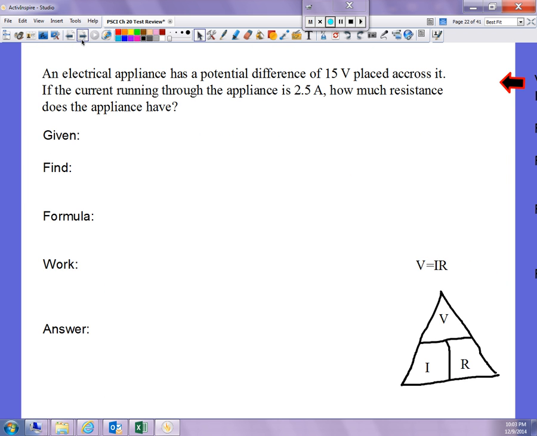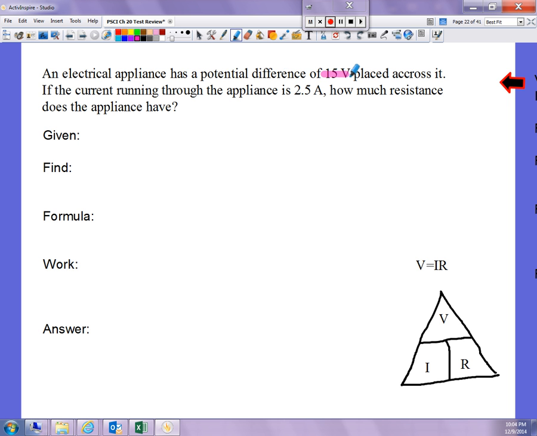Okay, so moving through to the next one. An electrical appliance has a potential difference of 15 volts placed across it. If the current running through the appliance is 2.5 amps, how much resistance does the appliance have? Okay, so take a second and identify your givens and your finds in the formula. We need to pause the video here. All right, let's go over it together.